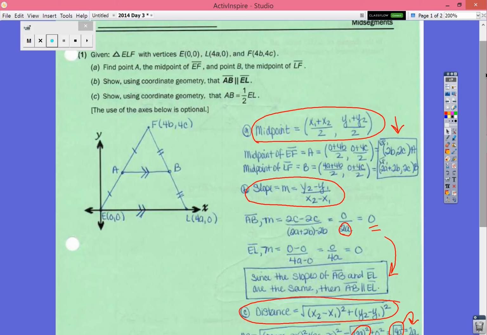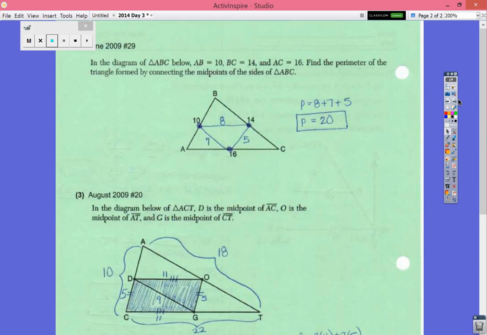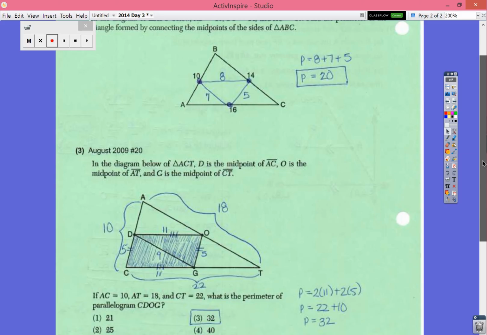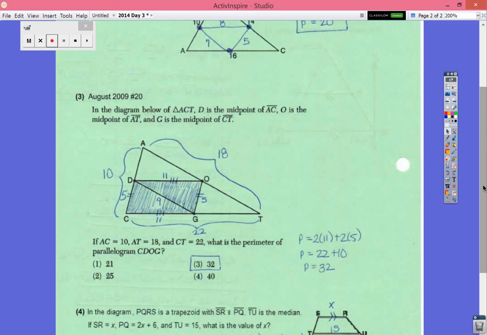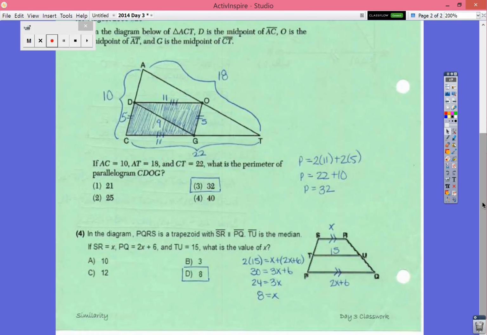On the back side, just to give you the answers, the first answer to question number 2, first question on the back, P is equal to 20. Scrolling down, the correct answer to number 3 was choice 3, 32. And then lastly, number 4, the correct answer was answer choice D, which was x equivalent to 8.